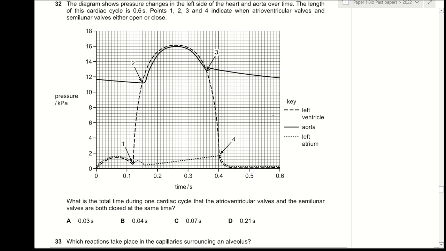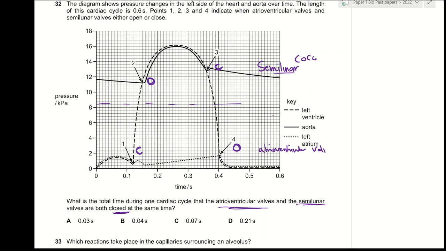Question number 32. The diagram shows pressure changes in the left side of the heart and aorta over time. What is the total time during one cardiac cycle that the atrioventricular valves and the semilunar valves are both closed at the same time? Now, a really important mnemonic to remember is COCO. So here, close, open, close, open. And in the area above here, we're looking at the semilunar valve. Give me a moment and I'll explain why. So semilunar valve is 2 and 3 and 1 and 4. At the bottom, we're looking at the atrioventricular valve.